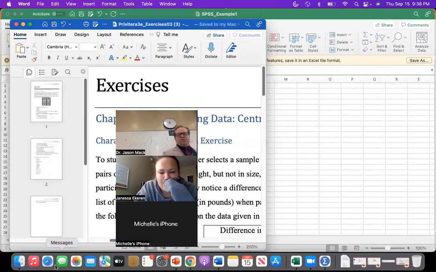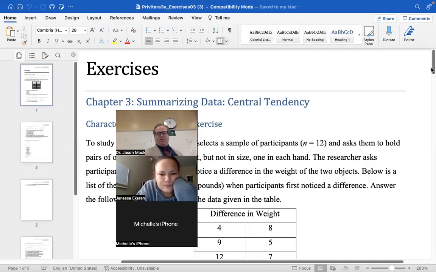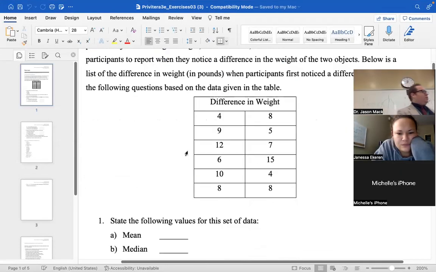Okay, so can you see my screen? Small, but you can see that. Now that's better. Okay. All right, so here are our answers.